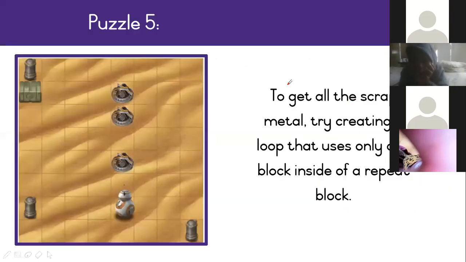Okay, this is what puzzle 5 is going to look like. To get all the scrap metal, try creating a loop that uses only one block inside of a repeat block. Okay, so you will use a repeat block, BB-8 is moving up. So all you need to do is to tell it where to move and when to stop.